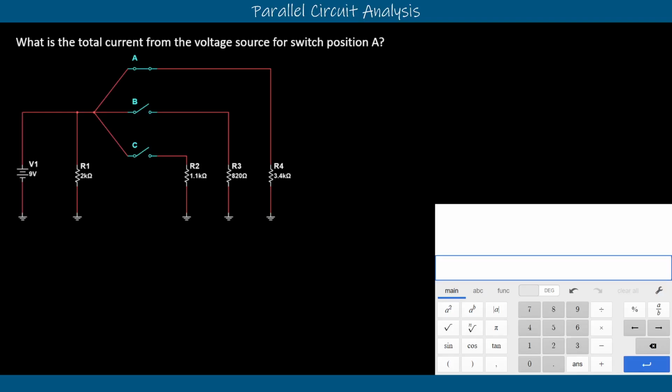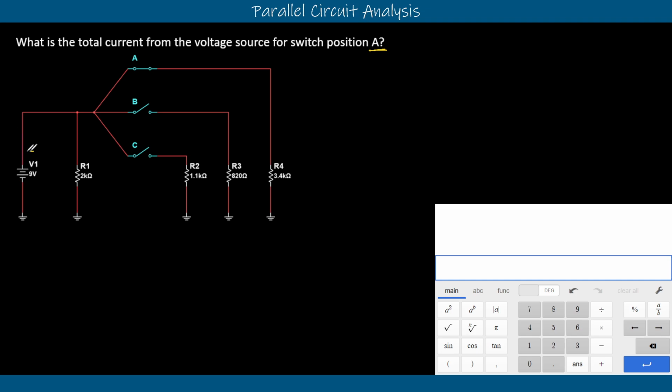Hello and welcome. In this video, we are going to look at how to calculate total current in a parallel circuit. And so this circuit gives us an opportunity to look at parallel circuits in several different conditions. So in this first one, it says to use it when switch A is closed.